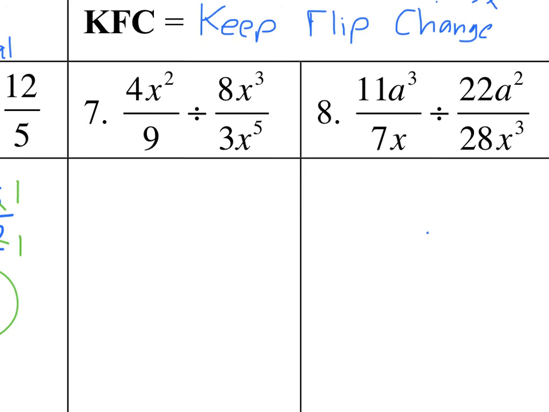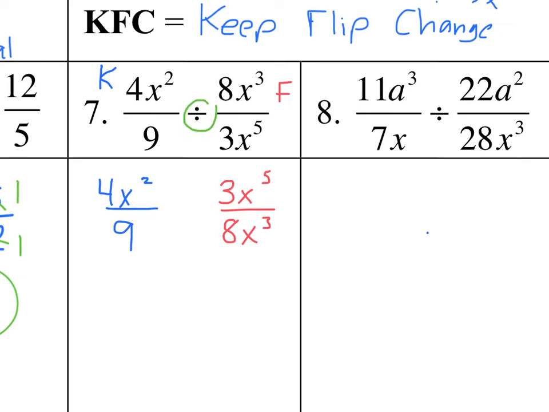We can apply these same ideas to anything with an x, anything with a y, any variables here. So first things first, keep the first fraction. You're going to flip the second fraction, take the reciprocal, 8x cubed, and now I'm going to change my operation. KFC, keep, flip, change. Now we use our super secret rules of reduction. We can go anything from the top to anything to the bottom. So the 4 and the 8 reduce to a 1 and a 2. The 9 and the 3 reduce to a 3 and a 1.